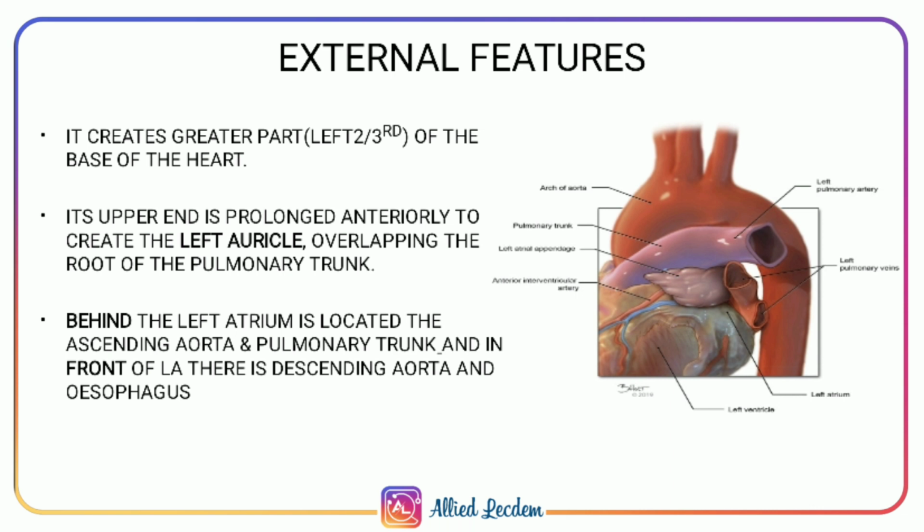Posteriorly, behind the left atrium is located the ascending aorta and pulmonary trunk. And in front of the left atrium there is the descending aorta and esophagus. Refer to the picture.